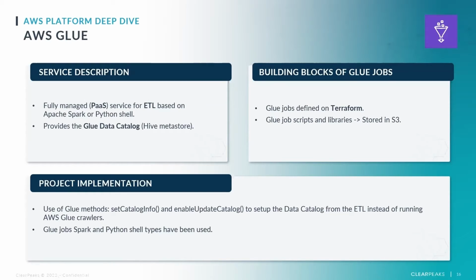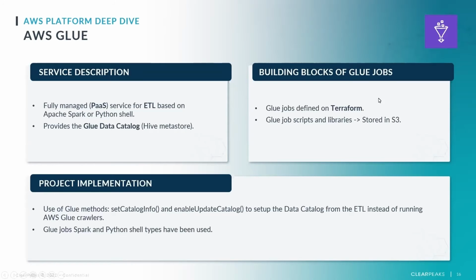Okay, the Glue service. Glue is a fully managed service, a platform as a service. Again, we have used mainly two flavors of it: the Apache Spark one, that provides Apache Spark clusters, and the Python shell ones. In addition, the Glue service also provides the data catalog, which is the Hive metastore for the data store in the data lake.